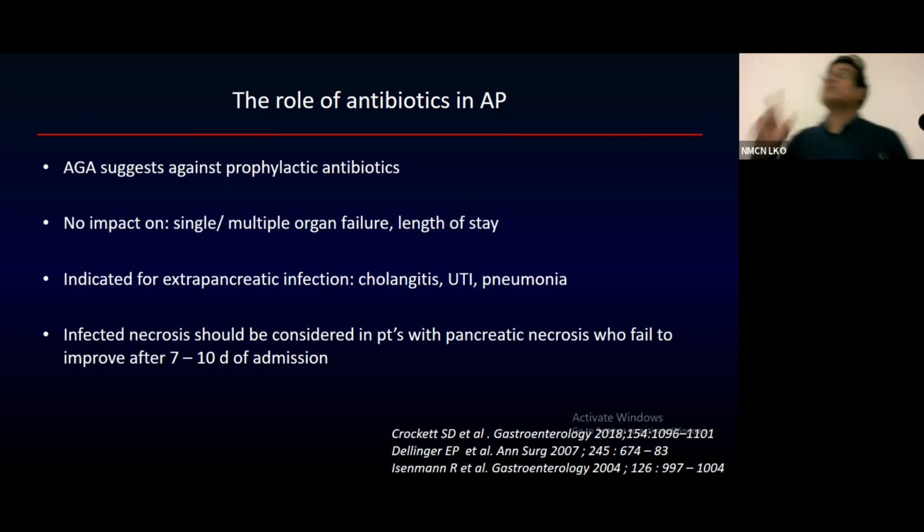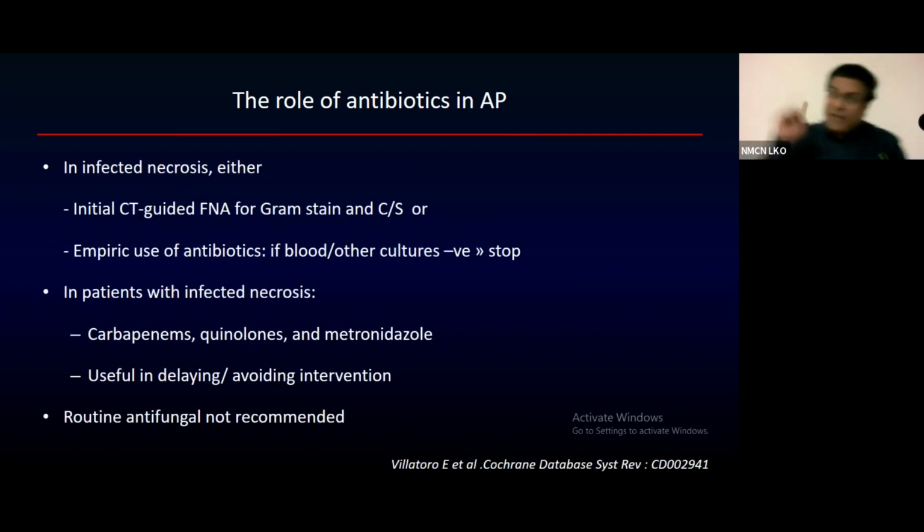Infected necrosis, mind you, this is infected necrosis, should be considered in a patient with pancreatic necrosis who fails to improve after 7 to 10 days of admission. So there are two things. One is necrosis, the other thing is infected necrosis. Okay. So in infected necrosis, either you do an initial CT guided FNA for gram stain, which is rarely done, no one does that, or you give empirical antibiotics. If blood or culture turn out to be negative, you need to stop that. Okay. So what I'm talking of is infected necrosis. You have to prove infected necrosis, or there is a very high suspicion of infected necrosis.